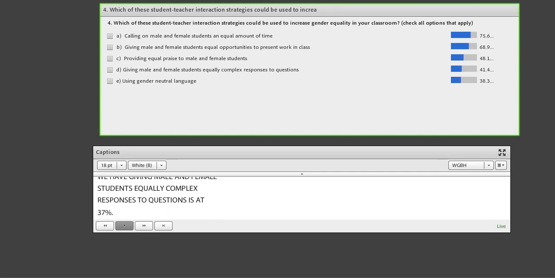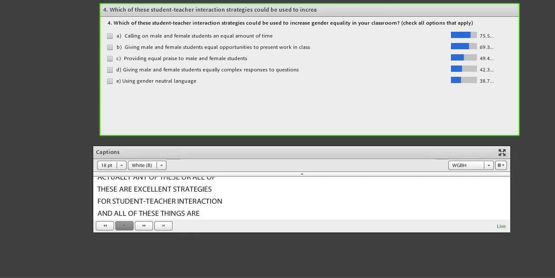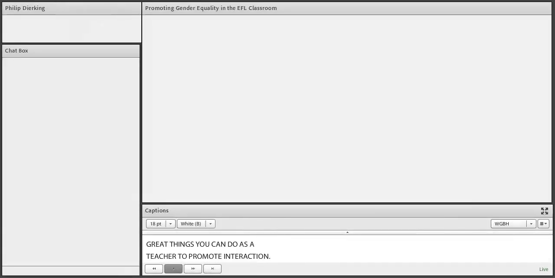Well, these are all great ideas, and actually, any of these, or all of these rather, are excellent strategies for student-teacher interaction, and all of these are great things you can do as a teacher to promote interaction. And in the next slides, I'm going to discuss each one of these. Thank you, everyone, for participating.